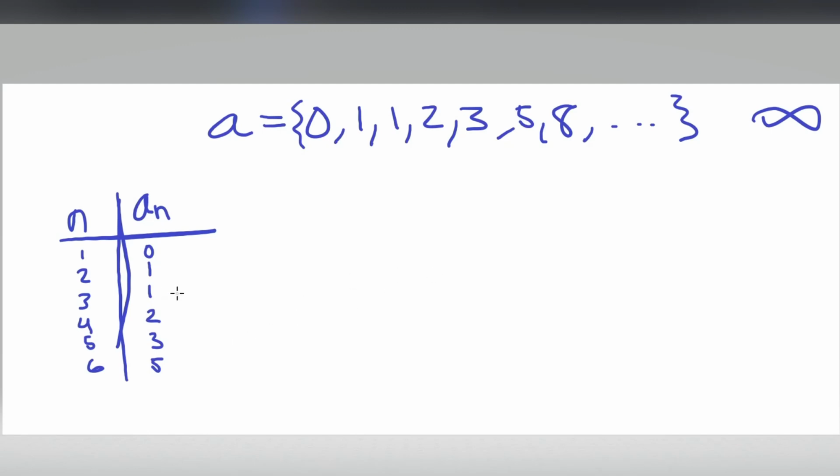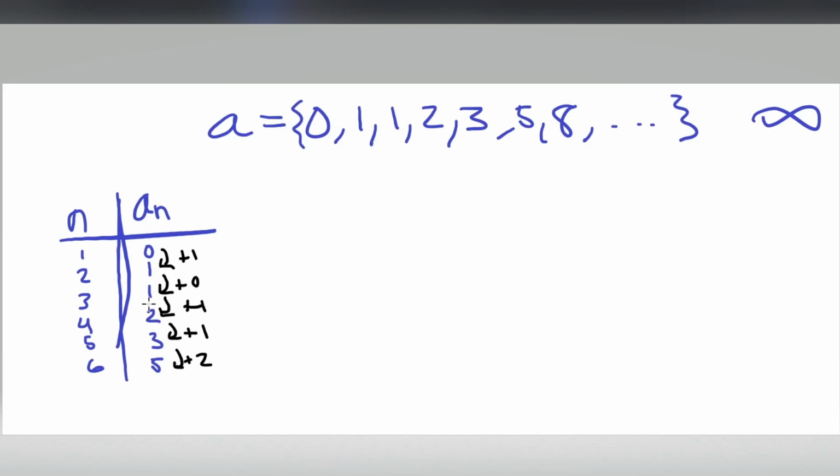Let's try adding something. So from 0, you have to add 1. From 1, you add 0. From 1 to 2, you add 1. Here, you add 1. What's going on here? Well, we can identify no solidified pattern here. Or can we? We can see here that whenever we add 1 and 1, we get 2.